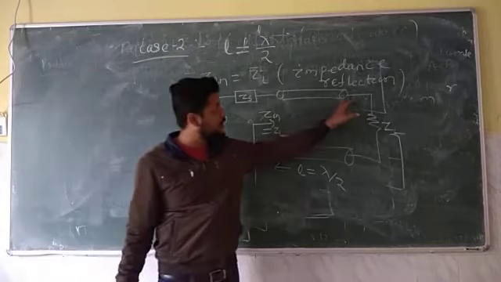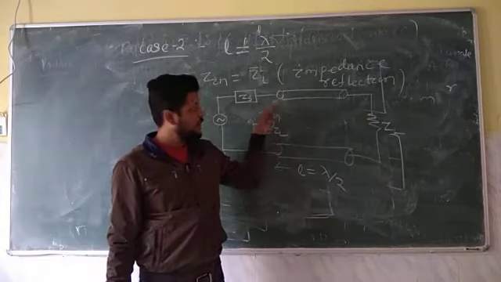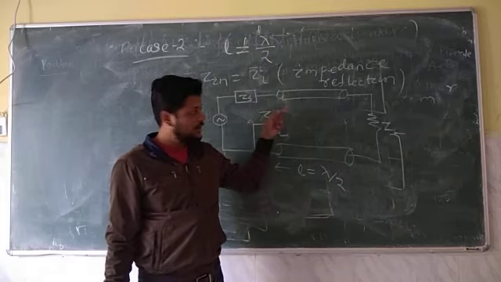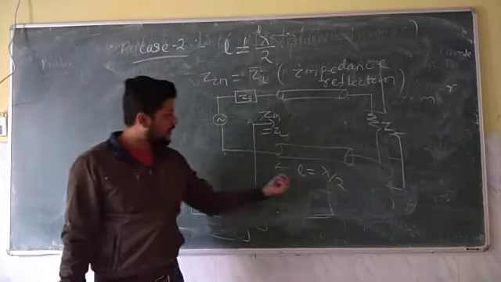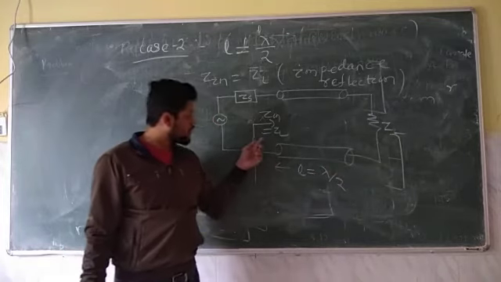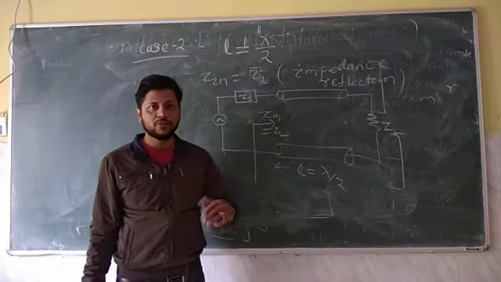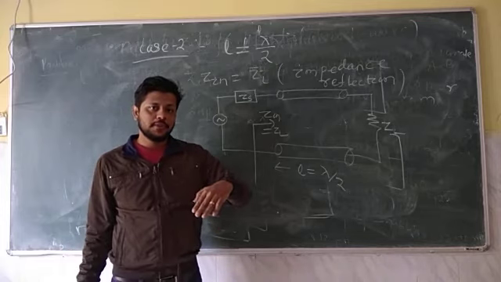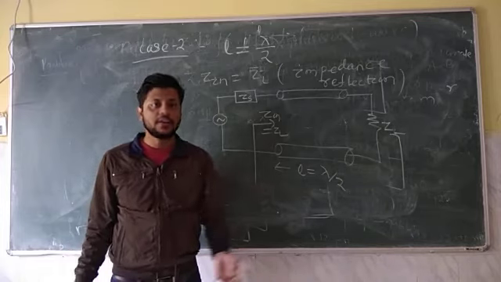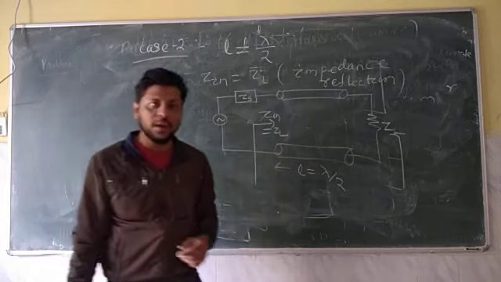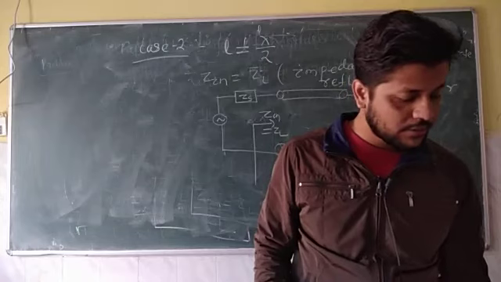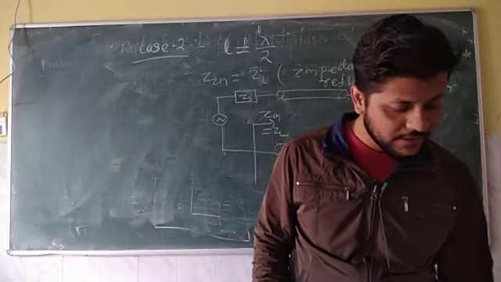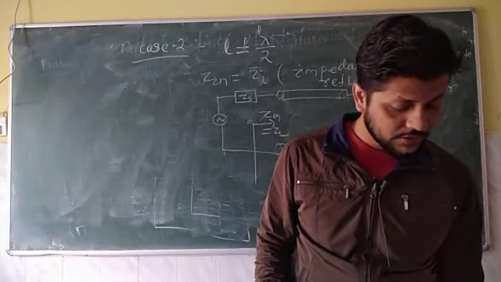For example, this is your transmission line. This is your input side of the transmission line, and this is the output side. So the output impedance is ZL, and if the length is equal to lambda by 2, this input impedance must be equal to ZL. That's why I'm saying that impedance reflection takes place when length is equal to lambda by 2. So this is very, very important. Similarly, you can calculate for length equal to lambda by 8 and for length equal to lambda.